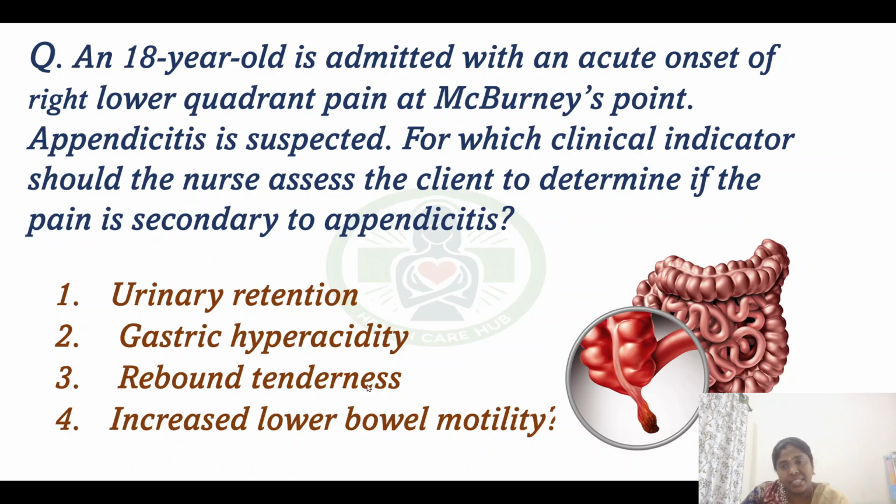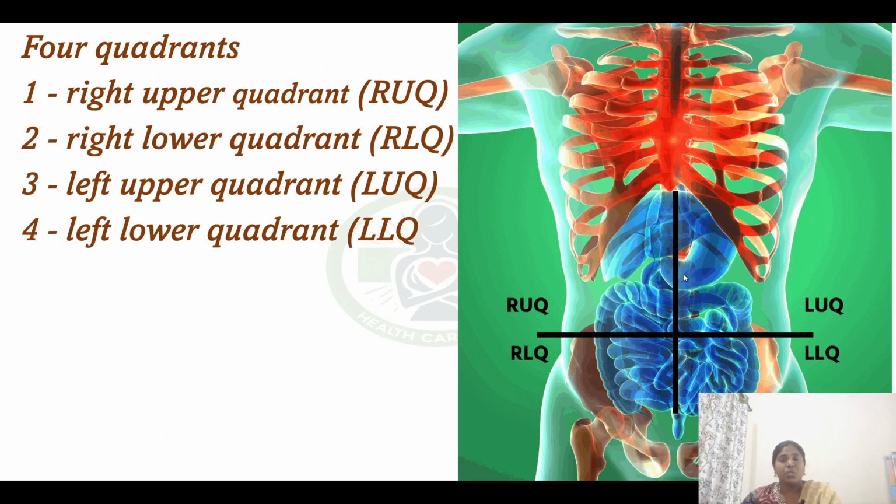Before knowing this, we should know exactly what appendicitis is, what the abdominal organs are, and where it is located. When we look at the abdomen, it is divided into 4 quadrants or 9 regions. McBurney's point is located toward the anterior superior iliac spine. When an imaginary line is drawn from the umbilicus to the anterior superior iliac spine, at the 1/3 area we palpate McBurney's point.